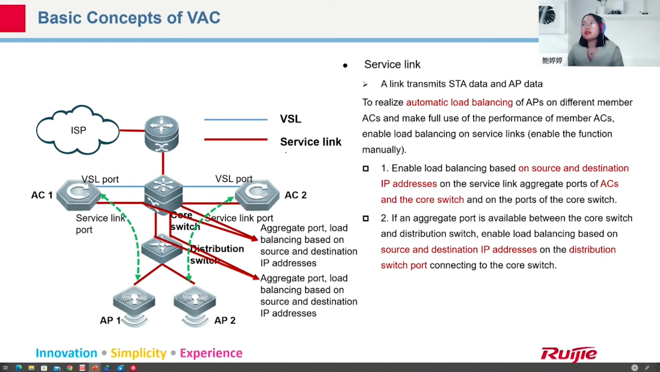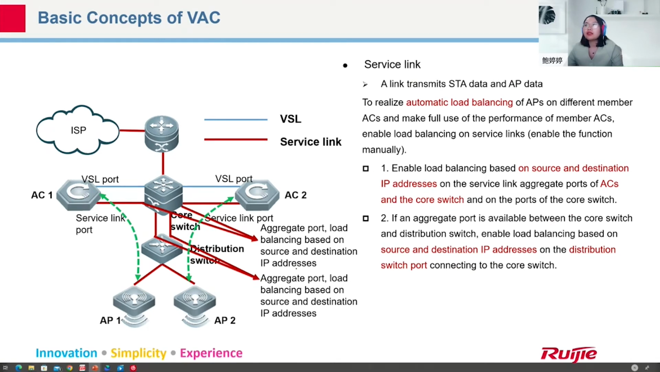And another link for the service link. And this service link is used to help us to force the traffic out. And about the service link, we can provide the load balance. This also is a big feature on the VAC, because we can use the load balance function. And about the load balance function, you have to enable one part, the AC and the core switch, because on this AC and core switch link, we have to force the traffic out.